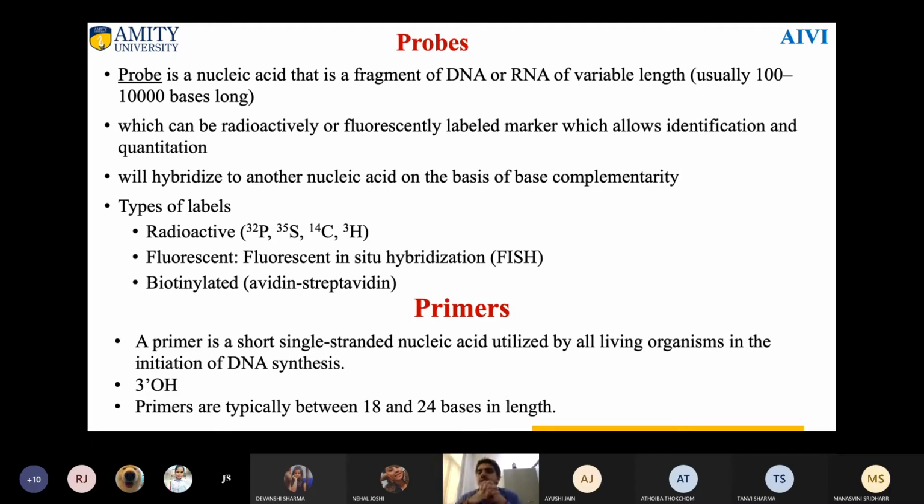So here are the two things. This is a known sequence that we are designing, and we are naming it by two different names. One we call the probe, another we call the primer. These probes and primers get named depending upon their utility and their size, which we'll discuss just a few minutes later.